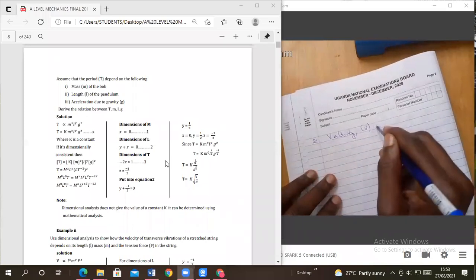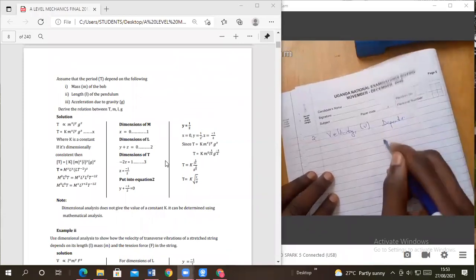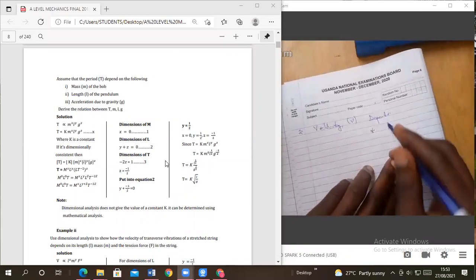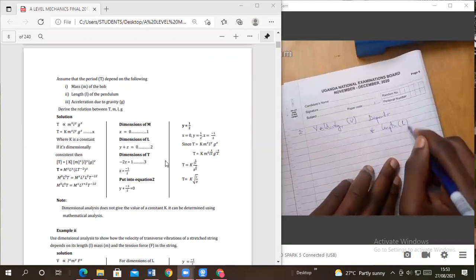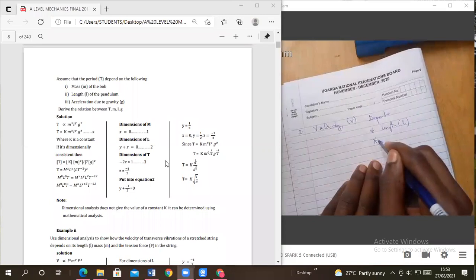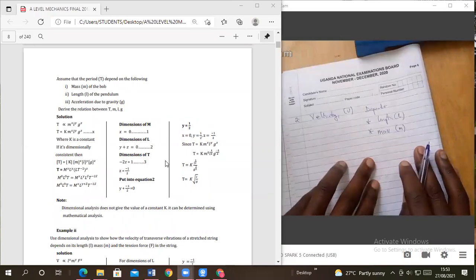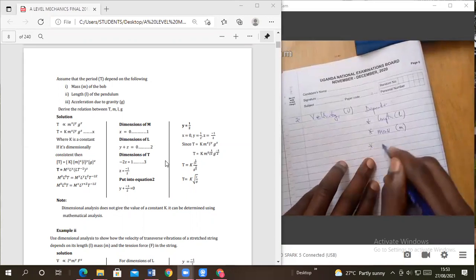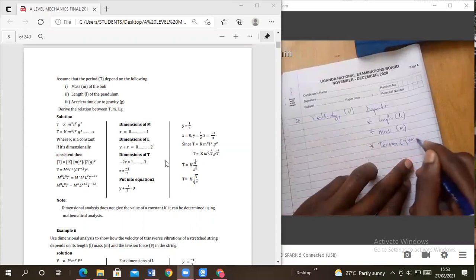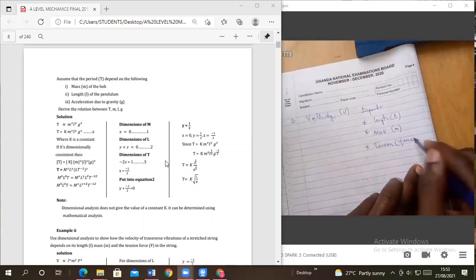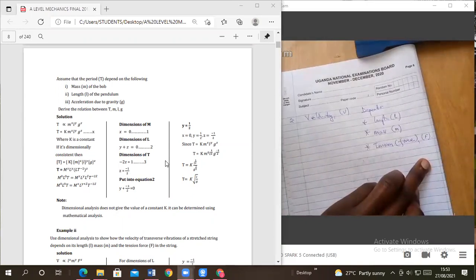Now this velocity depends on the following factors. They have given us length, L. They have also given us mass, M. They have also given us tension. We know that tension is the same as force. Take note of that. Tension is the same as force, and I've used capital letter F, in the string.